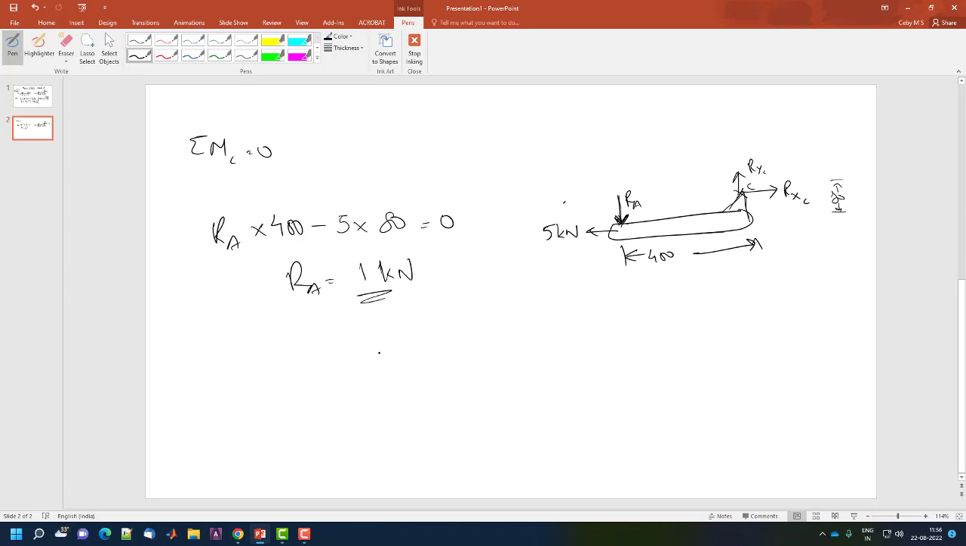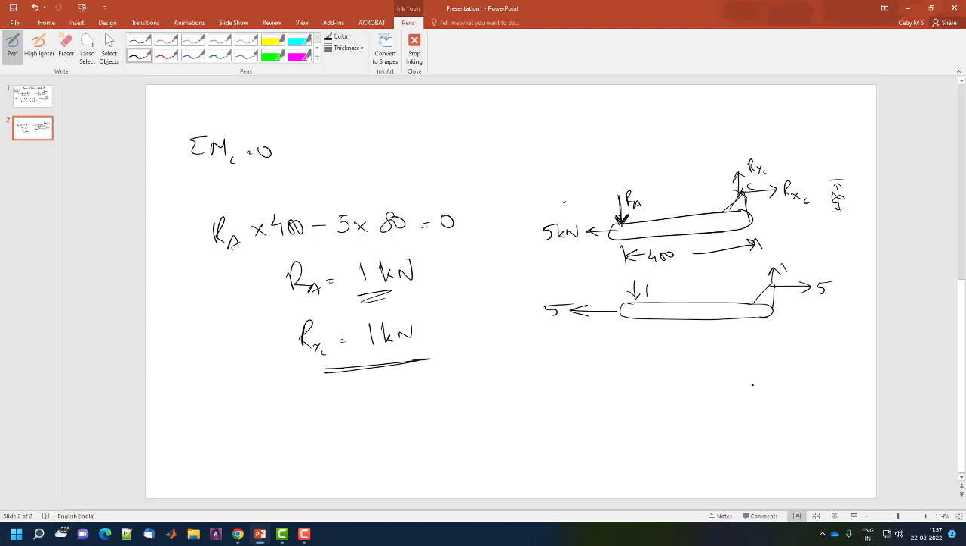Okay, you have to be very particular with the units. So we have got RA is equal to 1 kilonewton, thereby RYC is also 1 kilonewton. I hope that is clear to everyone. So we will just replace that. Here it is 1, here it is 5, this is 5, this is 1. Okay, these are in kilonewtons.